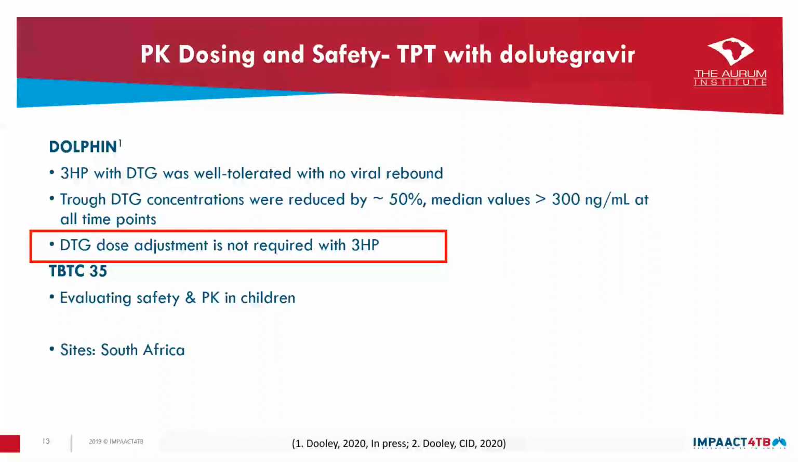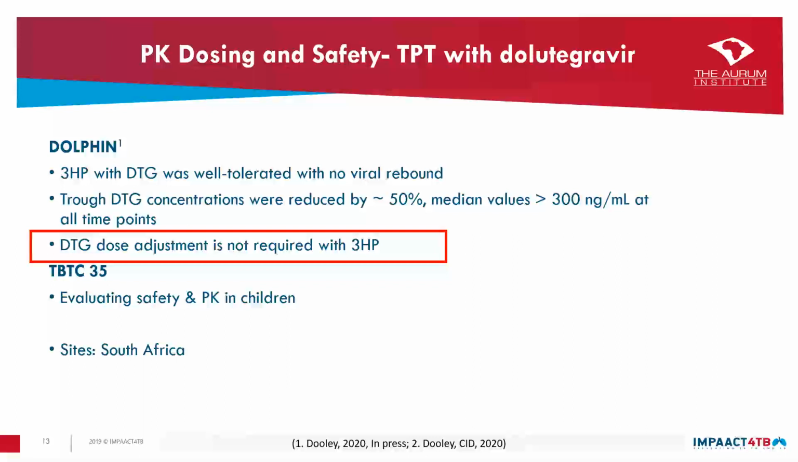So to this end, we are conducting a number of clinical studies and implementation research studies to inform the implementation of the short regimens, in particular 3HP. In 2017, we also began planning a study that we call the DOLPHIN study. I think you've heard a lot about the DOLPHIN study. So the DOLPHIN study was basically a phase 1-2 study of 3HP and dolutegravir in adults with HIV who were virally suppressed. And the primary goal was to characterize safety, pharmacokinetics, and virological suppression.